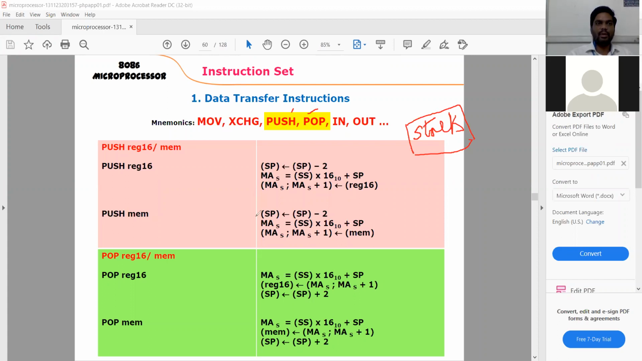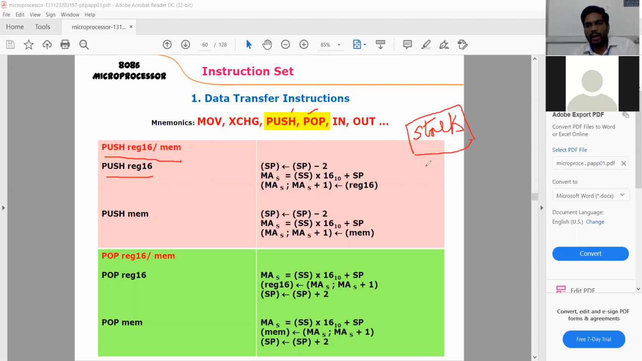So what are all the different instructions that come under this category? Let us see in how many ways we can use these push and pop instructions. The first thing is push a register or memory location. That means push register 16. When we use push, we are pushing the data into the stack.